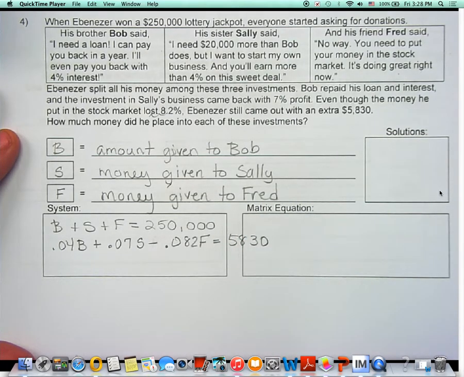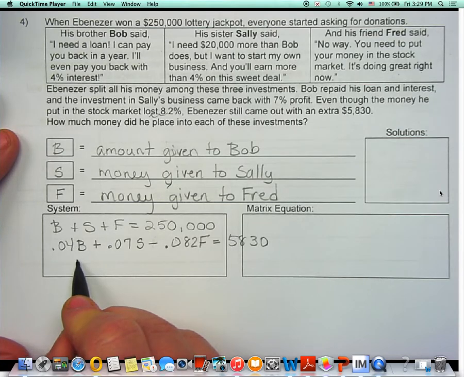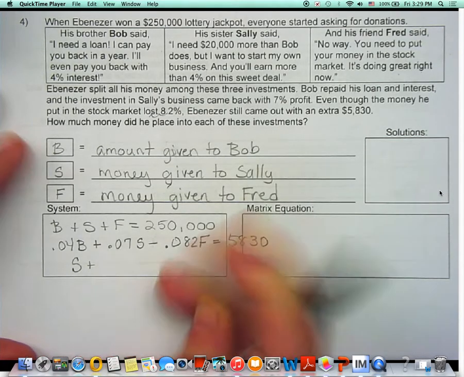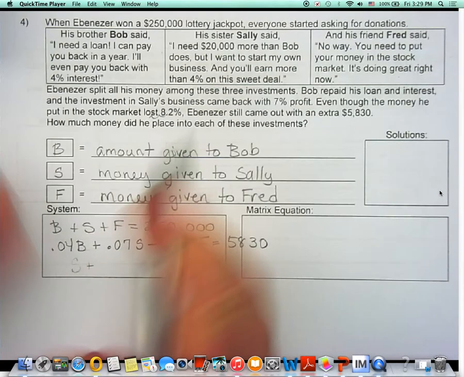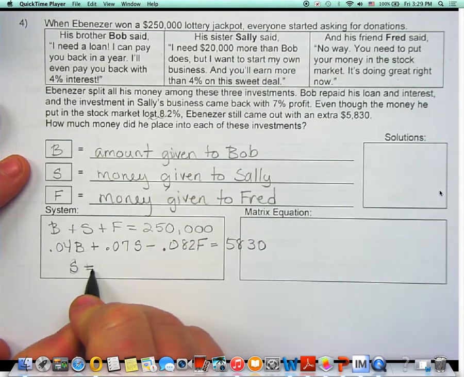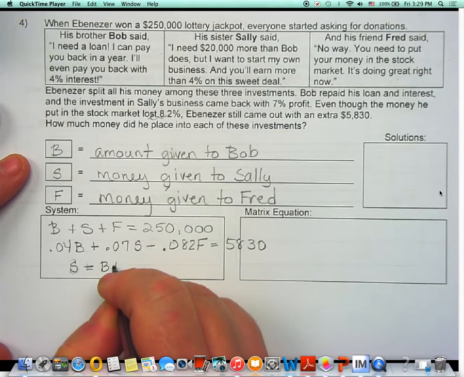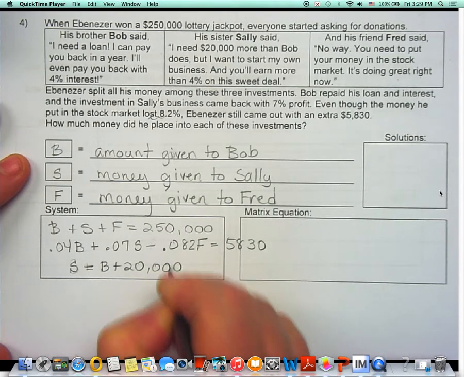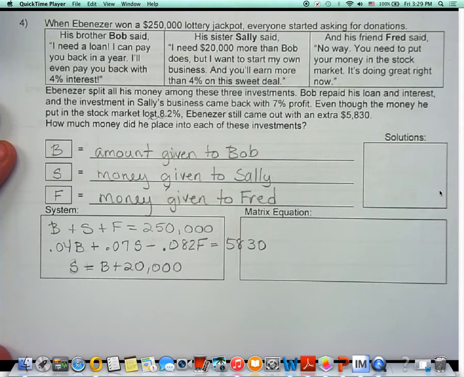Sally got 20,000 more than Bob. How would we write that? S equals B plus 20,000. You're close, it's the other way around though. Right, because Sally got more, didn't she? It's hard not to do that. Okay, S equals B plus 20,000, or 20,000 plus B, because she wanted 20,000 more than Bob, so she's got to have whatever Bob got plus 20,000 more.